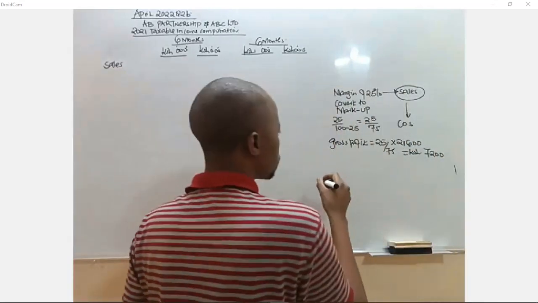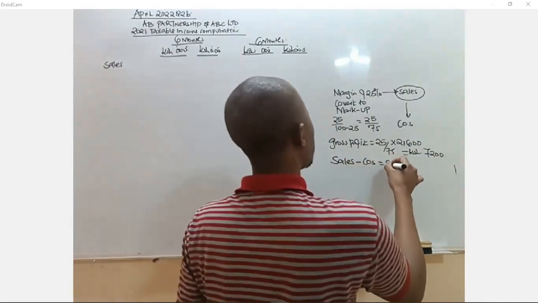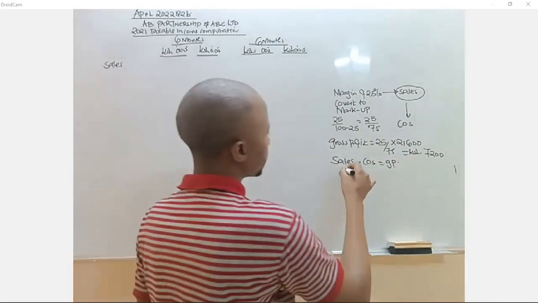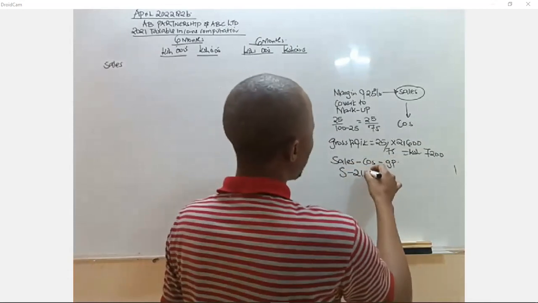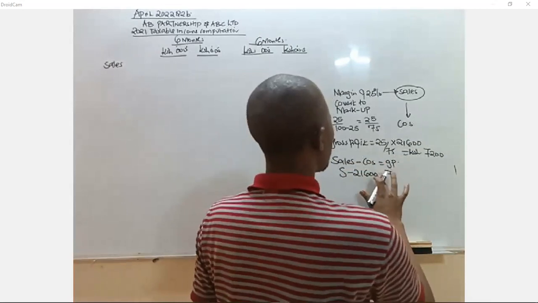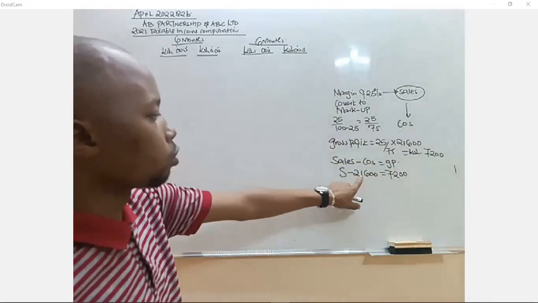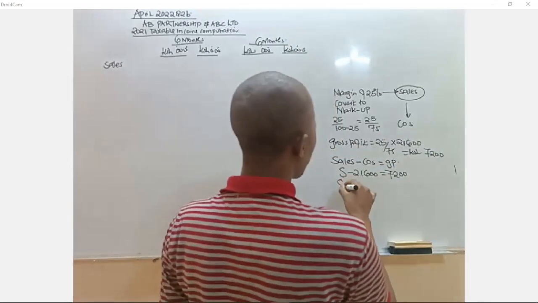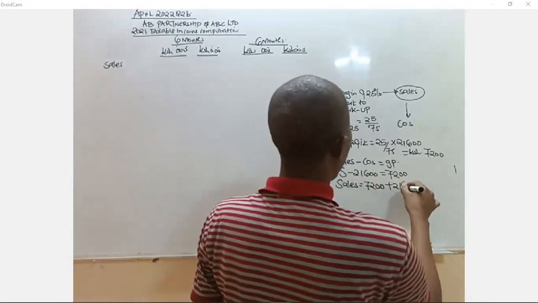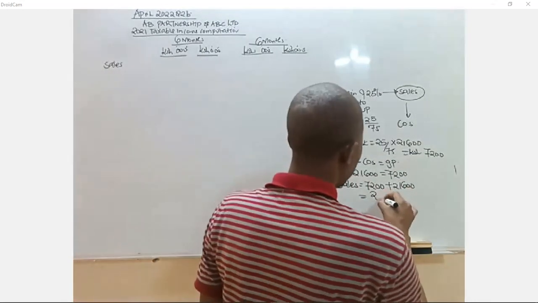Once I take my sales and subtract my cost of sales, I get the gross profit. So I don't have sales, but I have the cost of sales of 21,600 plus the gross profit of 7,200 equals sales. To get my sales, I just need to take my cost of sales to the other side. So how much will my sales be? My sales will be equal to 7,200 plus 21,600. How much is it? This turns to 28,800.